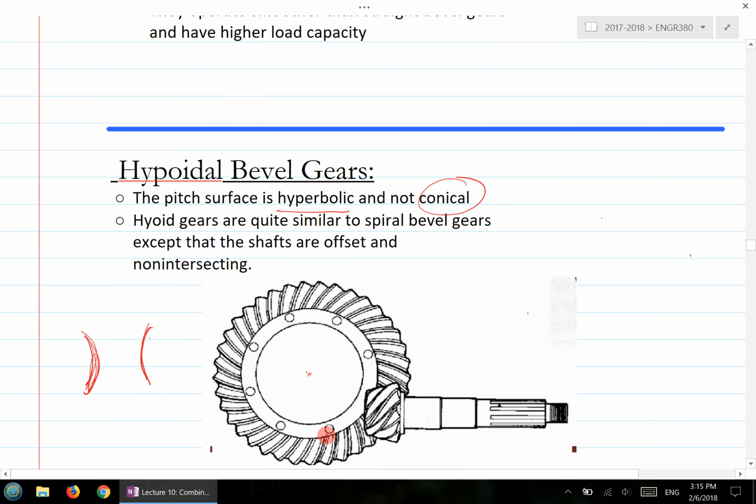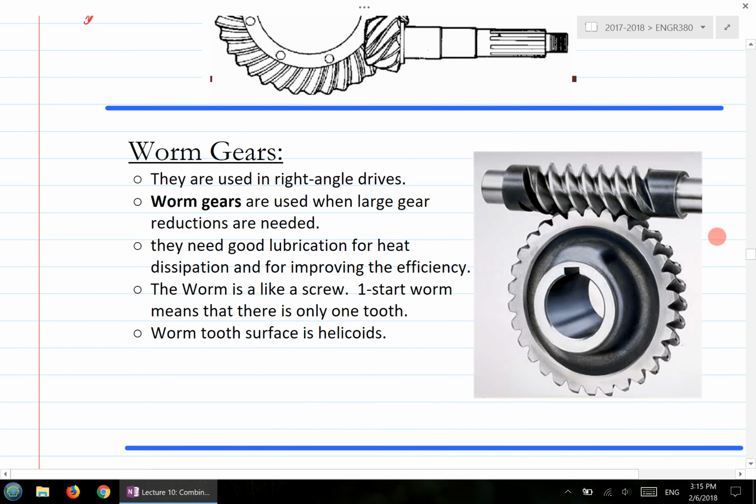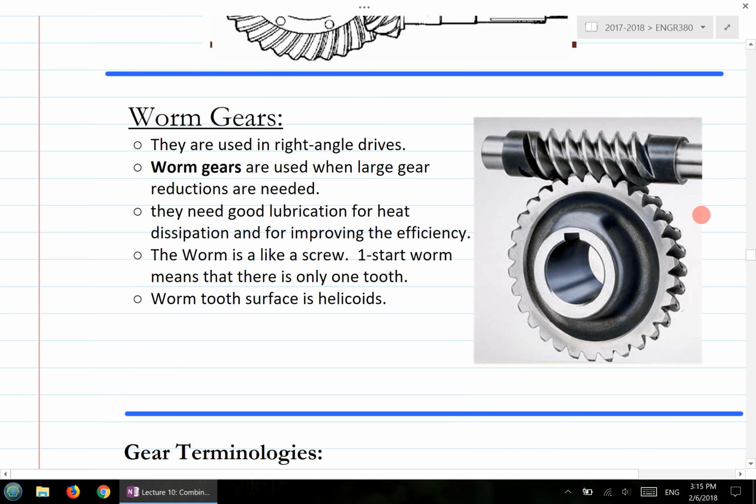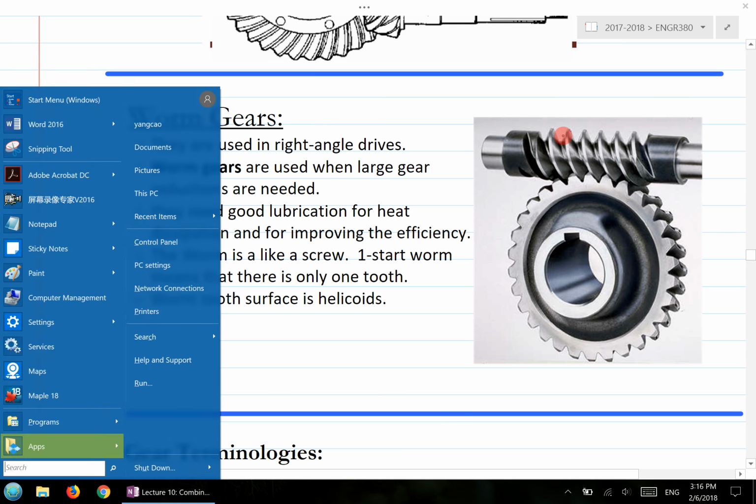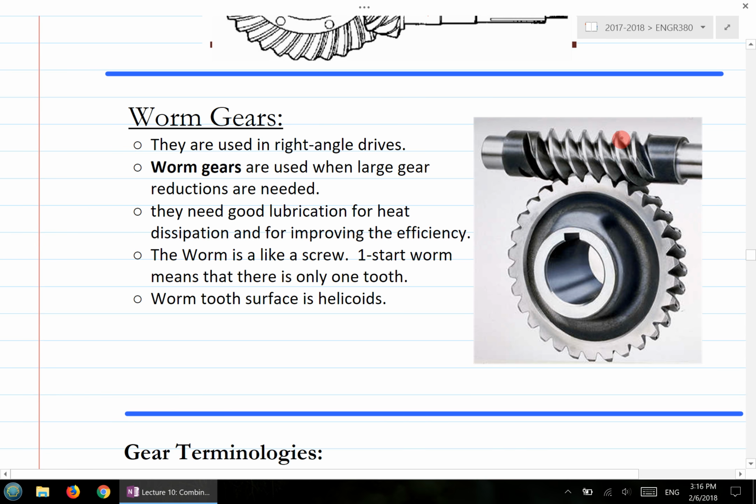Those are the different gears, and the last gear is called the worm gear. A worm gear is usually a right angle drive. The difference is that you have a helical type of profile here. It's more like a screw. In essence, this is called the worm, and this is called the gear.